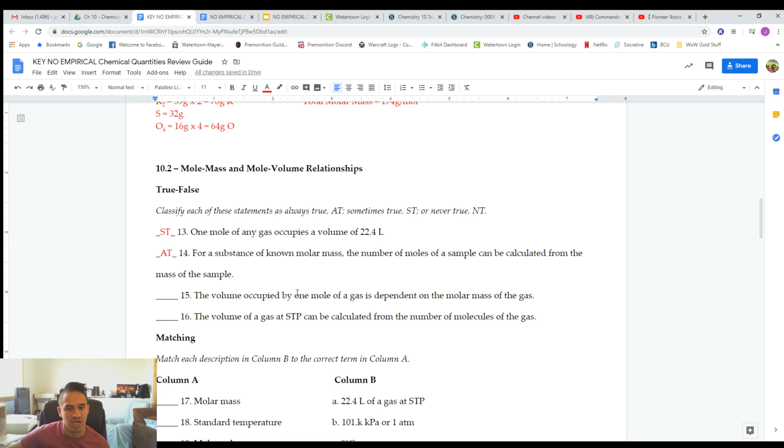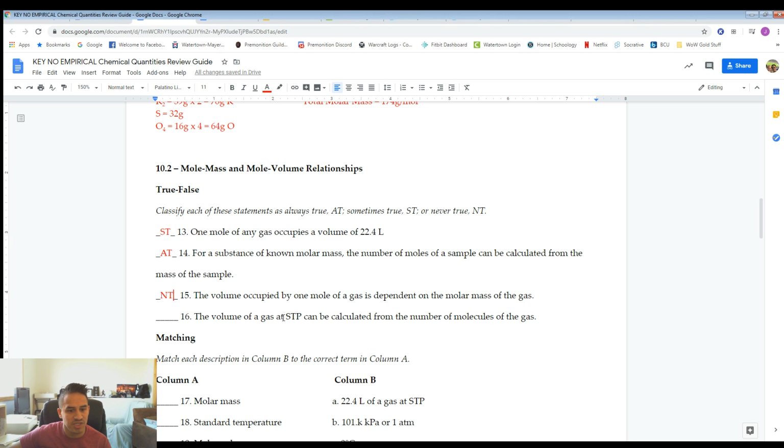Number 15, the volume occupied by 1 mole of a gas is dependent on the molar mass of the gas. This is not true at all. The volume of a gas is not dependent at all on its molar mass. The volume of that gas is dependent on if it's at standard temperature and pressure or not. Okay, that's pretty much it.